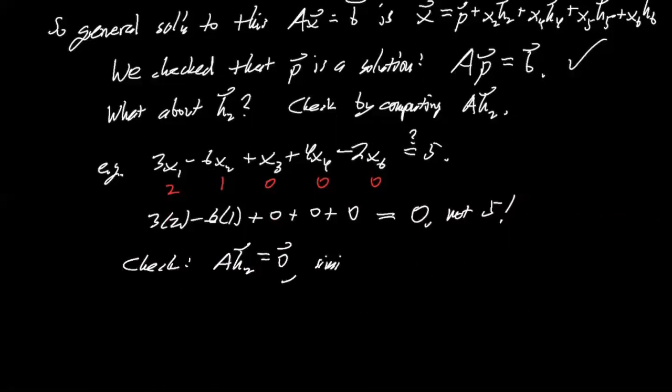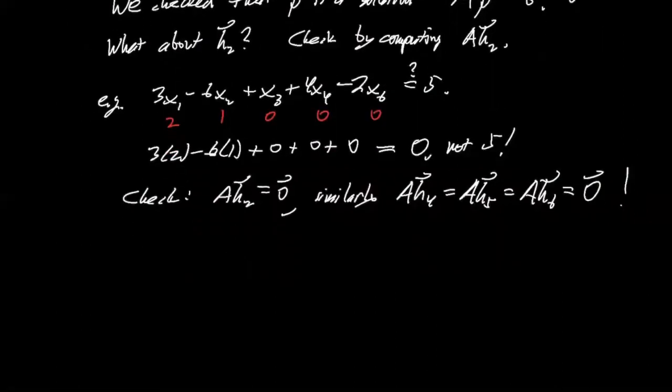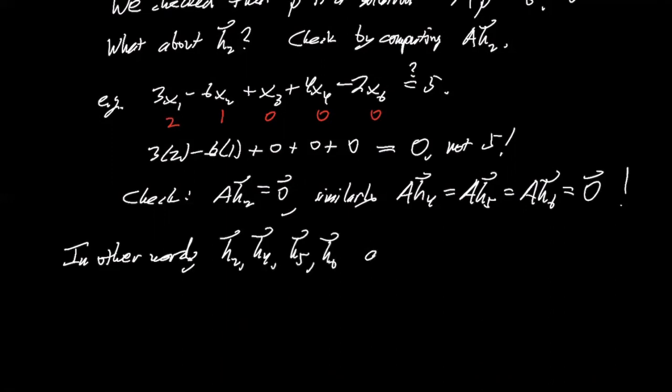And similarly, if you do AH4, AH5, and AH6, and you should pause and check these, you get the 0 vector. Okay, that's interesting. In other words, H2, H4, H5, H6 all solve AX equals 0, not AX equals B.